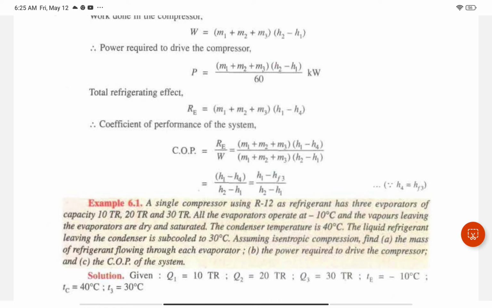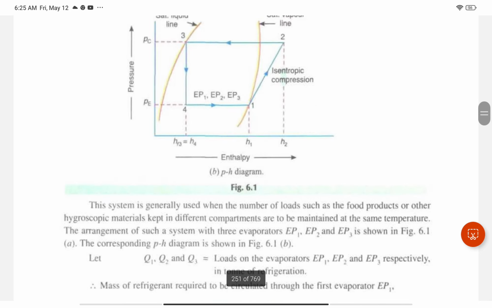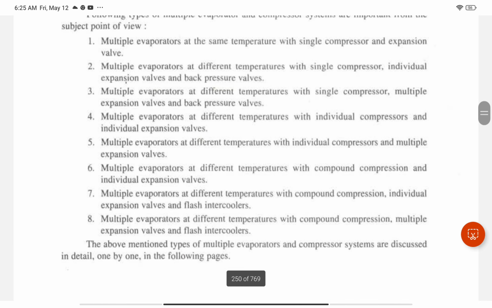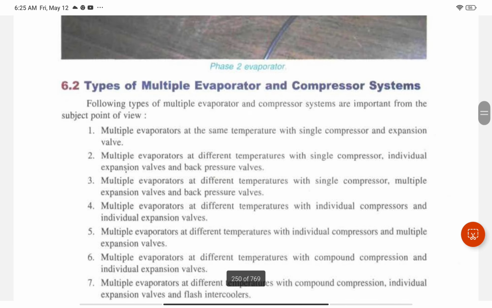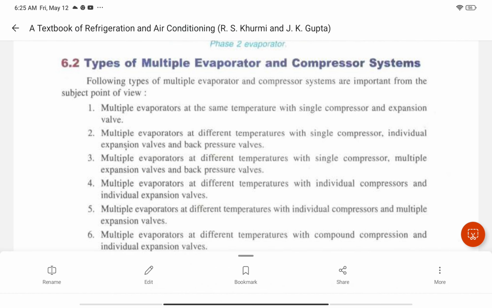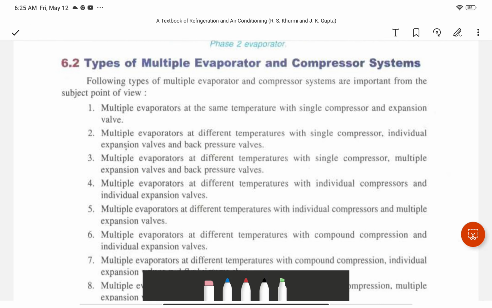Of course, we are still in the topic called multiple evaporators and compressor systems. So in this video, we are going to look at number two, multiple evaporators at different temperatures with single compressor.